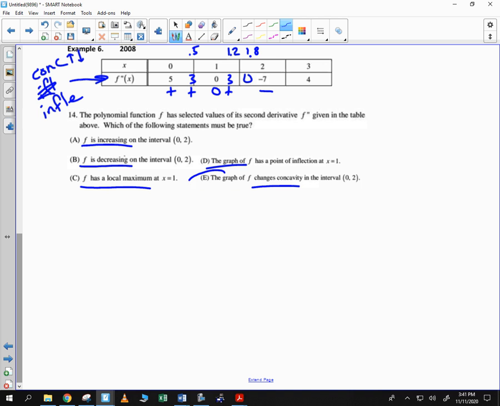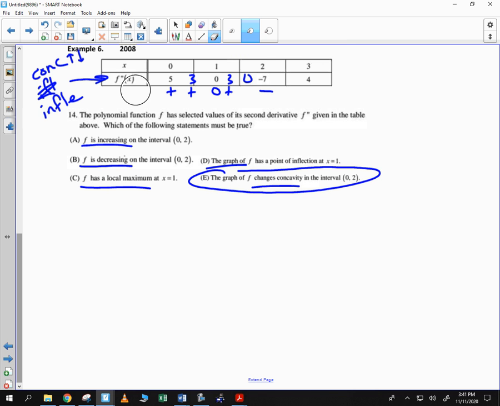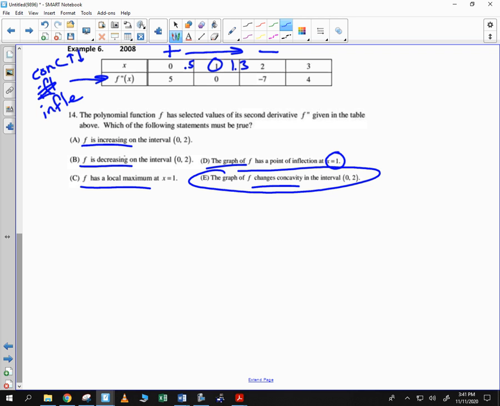Look at this one. It says the graph changes concavity somewhere over the interval of 0 to 2. So it's positive here, it's negative here. So somewhere in between here, it must change concavity. Whether that happens at 0.5, whether it happens at 1, whether it happens at 1.3, somewhere it does change concavity. We just can't say it's for sure at 1. So therefore, E is your correct answer.